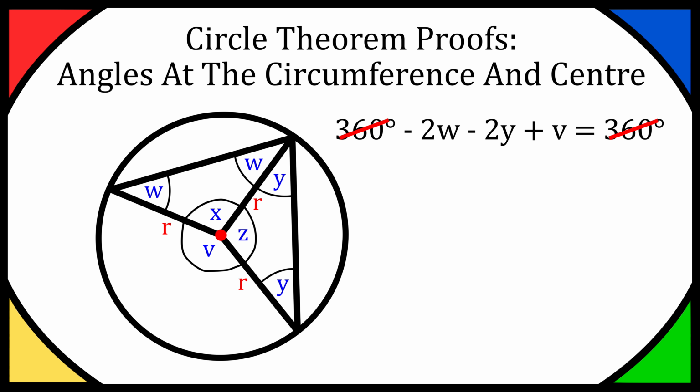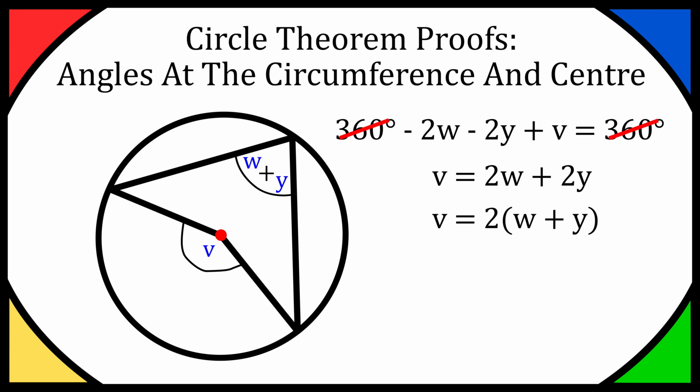The 360 degrees cancel out, or you can say we've subtracted 360 degrees from both sides. So I've just rearranged this equation. I've added 2w plus 2y to the right hand side. So we've got v is equal to 2w plus 2y, and we can take a factor of 2 out, so v is equal to 2 times (w plus y). Next thing I'm going to do is remove all the unnecessary lines, but I haven't actually changed the angles. So for example, we've got w plus y in there still, and we've got v in there still.